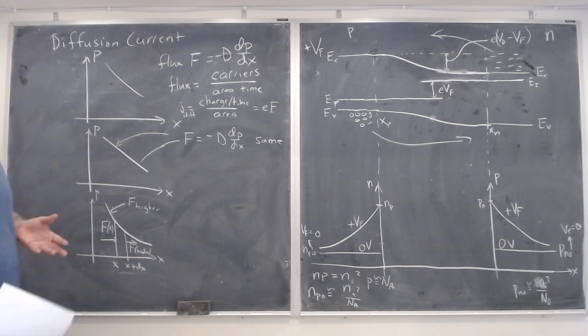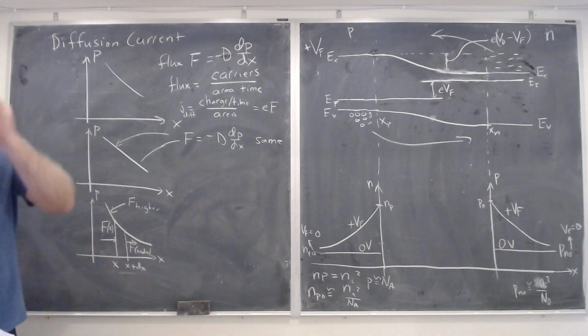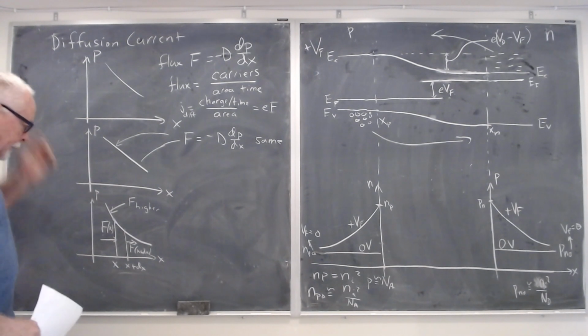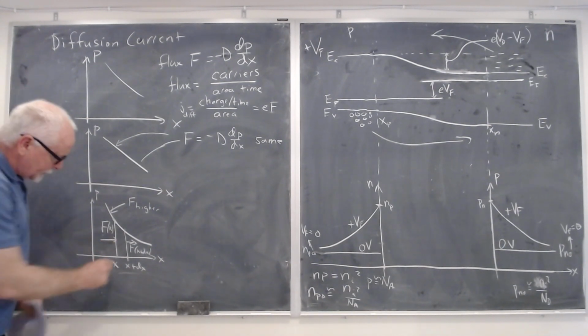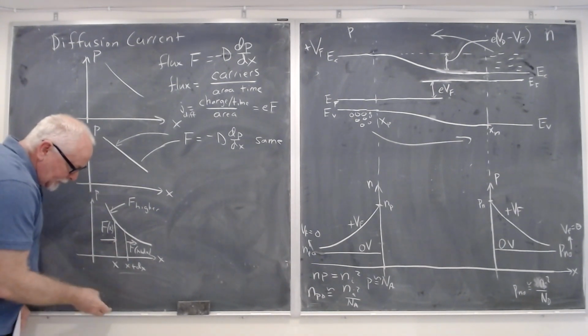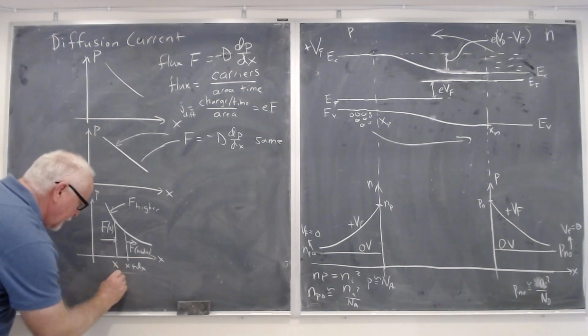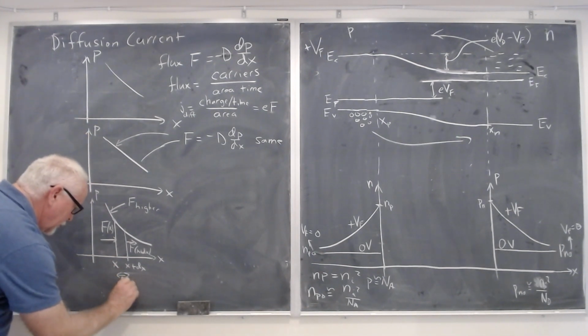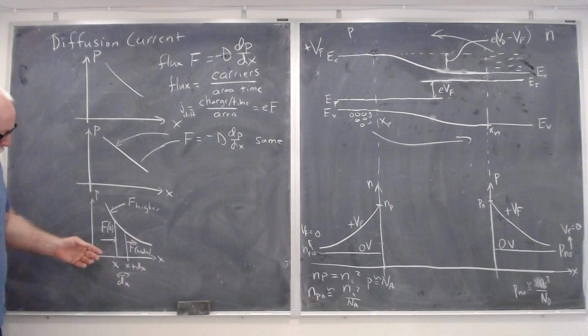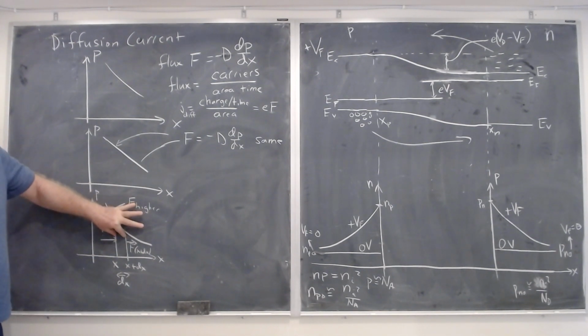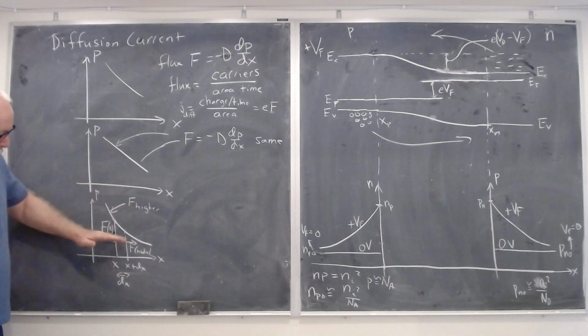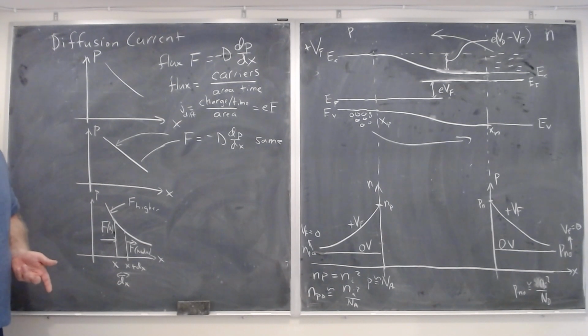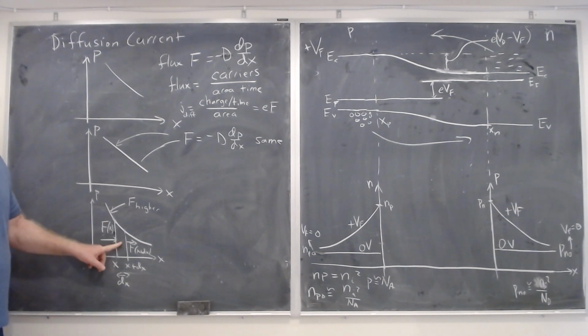Now, that's a serious issue, right? Because this is basically a differential dx. And what this is saying is that in this differential box here, there's more going in than is coming out. Which means that the number of carriers inside that differential has to be going up with time.